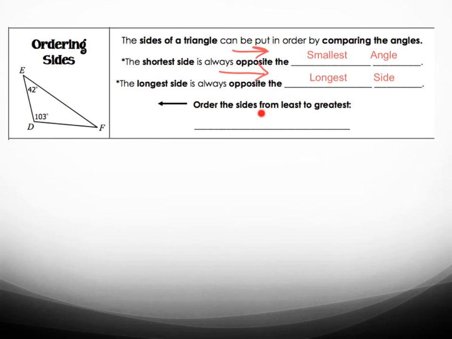Well, we don't have any information about the sides, but we have information about the angles. So we have one angle is 103 and one angle is 42. We're missing an angle, but could we figure out what that angle is? Absolutely. So now that I have my given information, I'm going to write the numbers in order from least to greatest. My smallest number is my smallest angle, which is 35. Then I have 42, and then I have 103 degrees.